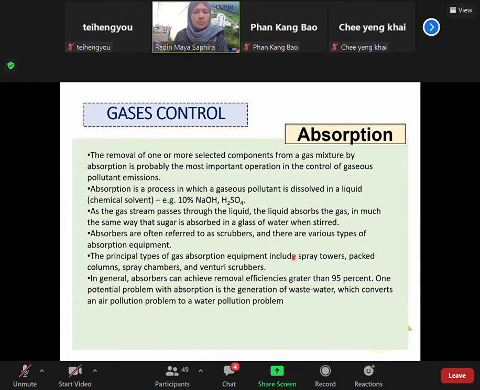And then how to control the gas is by using the adsorption. So we can remove one or more selected components from the gas mixture by adsorption, penyerapan. So in the process, gaseous pollutants are dissolved in a liquid solvent like NaOH or sulfuric acid. Okay, so the liquid absorbs the gas in much the same way as sugar is absorbed in water when stirred. So konsep dia sama macam ni, absorbent.